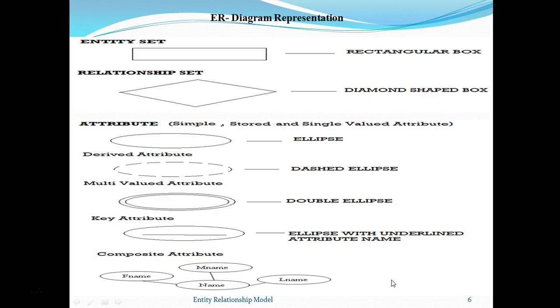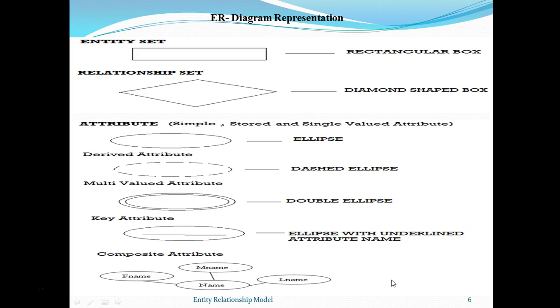We use the rectangular box for entity set. Entity set is represented by a rectangular box. Then the other is a relationship set, that is represented by a diamond shaped box. Then for attributes we are using the ellipse sign. Now this ellipse sign is used to represent the simple attributes, stored attributes, and single valued attributes.